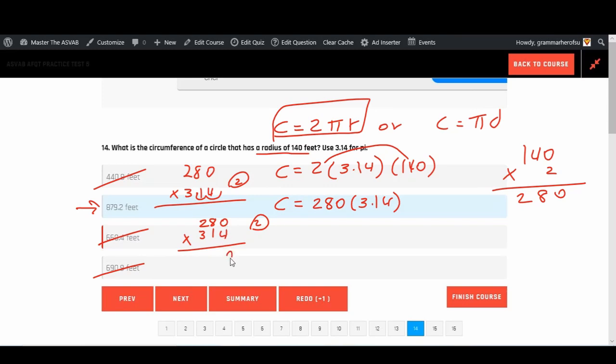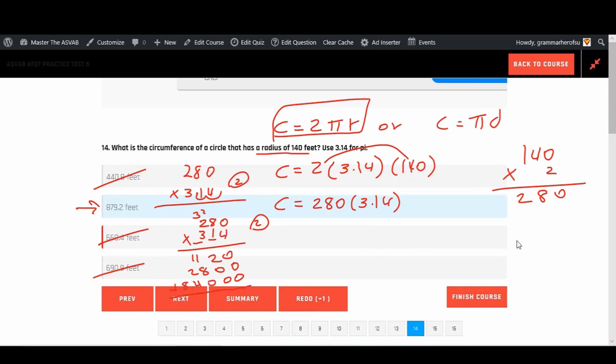0 times 4 is 0. 4 times 8 is 32. Carry the 3. 4 times 2 is 8. Plus 3 is 8, 9, 10, 11. We're starting this number, so we have to add a 0 before we begin. 1 times 0 is 0. 1 times 8 is 8. 1 times 2 is 2. Now we're starting this number, the third integer, so I have to add 2 zeros before I begin. 3 times 0 is 0. 3 times 8 is 24. Carry the 2. 3 times 2 is 6, plus 2 is 8.